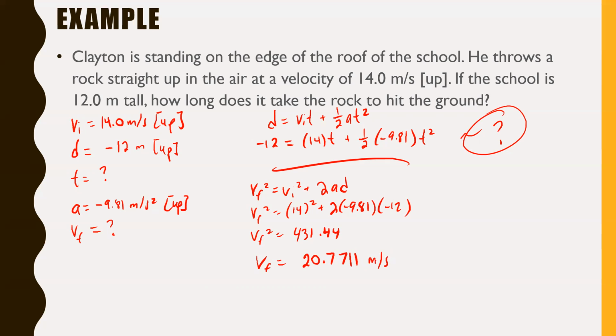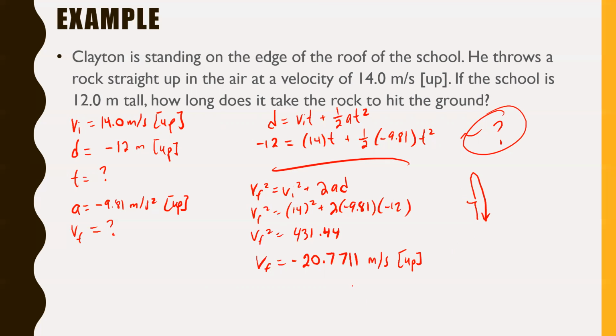Also, we have to use a little bit of critical thinking here. If a rock is falling down, I don't believe that we would have a positive velocity here if we're saying positive is up. So instead, I'm going to make this negative 20.7711 meters per second, because as the rock goes up, it then comes down and it has a faster speed than it was when it was launched, because it's falling off the roof of the school.